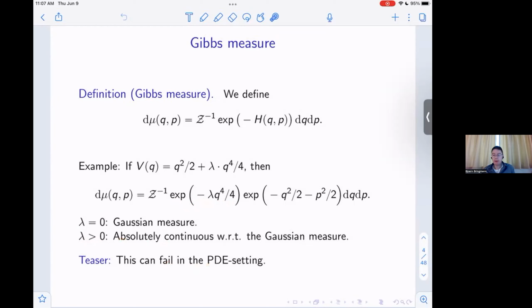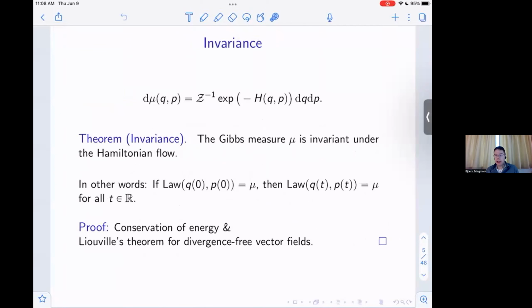Now, why do we care about this Gibbs measure in connection with the Hamiltonian ODE? We care about it because of the following theorem, which I'll just call invariance. This theorem tells you that this Gibbs measure mu is invariant under the Hamiltonian flow. I know that not everybody here works with invariant measures, so let me put this into slightly different words that some of you may find a little bit more helpful.